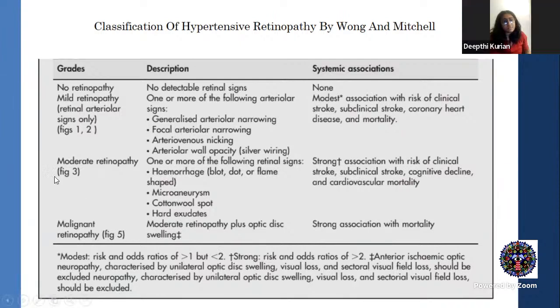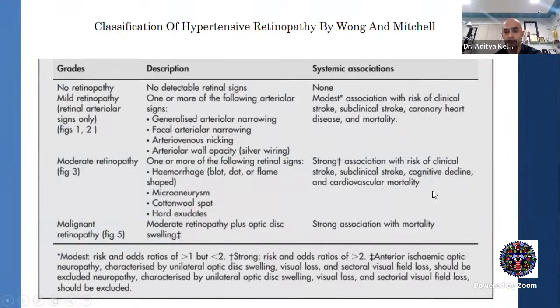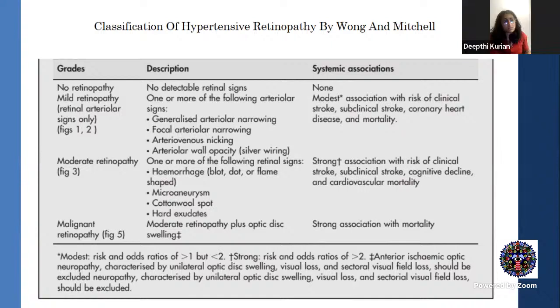Whereas if the patient has this moderate type of retinopathy, like microaneurysms, cotton wool spots, hard exudates, then yes, these are the patients who may have some association with renal problems too, because they have these cardiovascular morbidity risks. Right. So as of now, you would just say that they're appropriate for age. Yes.